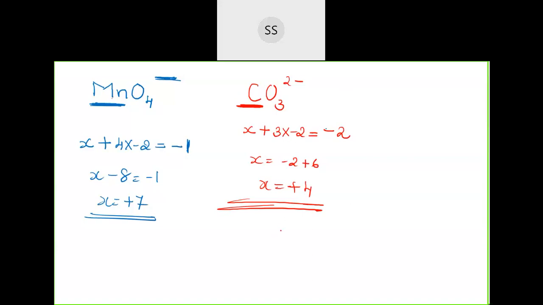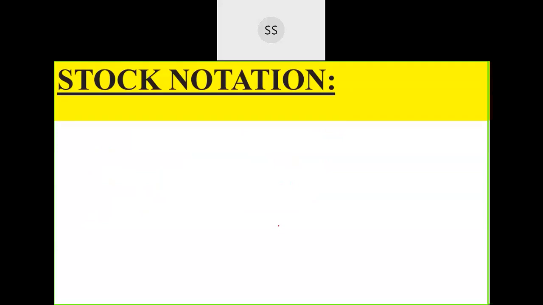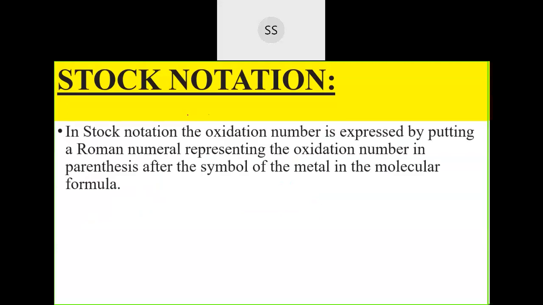Okay, I'll go for the next one. Next now is Stock notation. Stock notation is similar to what you are doing for oxidation number. How you are calculating oxidation number, it's the same thing, but the only difference is you are going to express that oxidation number in Roman numerals. You have to represent that in Roman numbers, and inside the bracket you should write it immediately after the metal. A metal will be given to you in the compound. So after you find out the oxidation number, that oxidation number should be written in the bracket immediately after the metal.